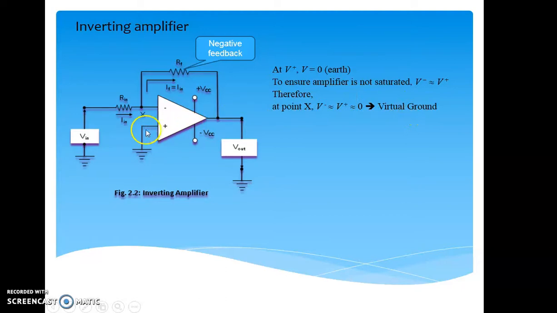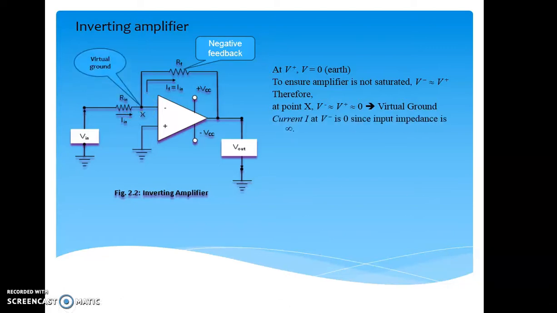The non-inverting terminal is connected to the actual ground, but the inverting terminal is not connected to the ground. But the potential at this inverting terminal, that is at point X, seems to be 0. This is the same as the ground potential, and that's why it is called the virtual ground.